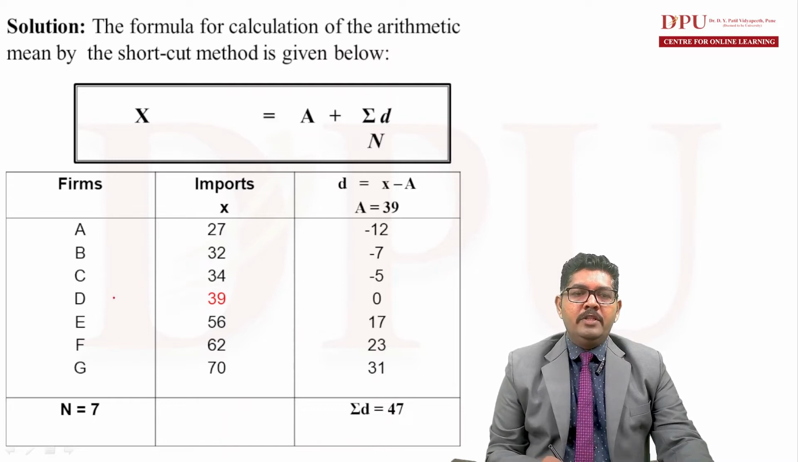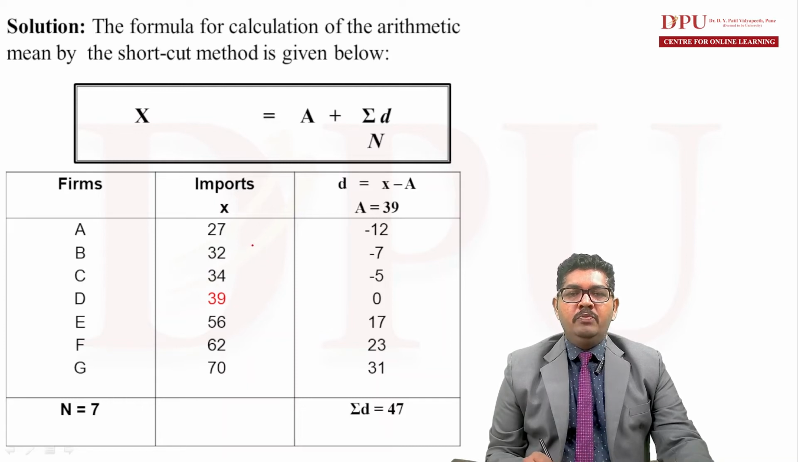So we have firms here: A, B, C, D, E, F, G, 7 firms, and their import quantities are given here: 27, 32, 34, 39, 56, 62 and 70. Now we have to calculate the arithmetic mean of these import values by using the shortcut method. We assume any value in this data set as the arbitrary mean or assumed mean. So here we assume 39 is the arbitrary mean.